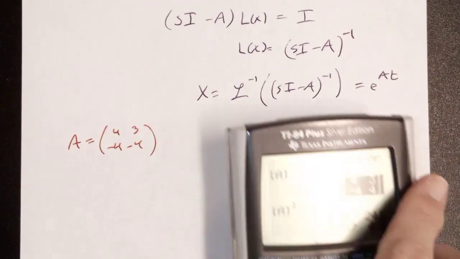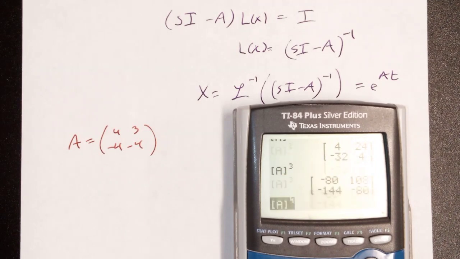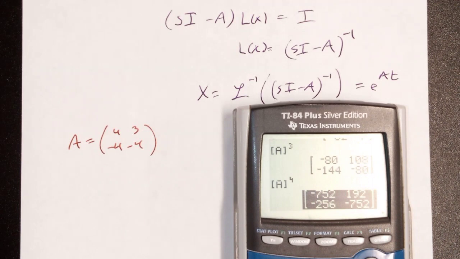So I start with A. When I square it, raise it to the third power, fourth power, I'm not seeing a nice pattern, are you? This is gross.